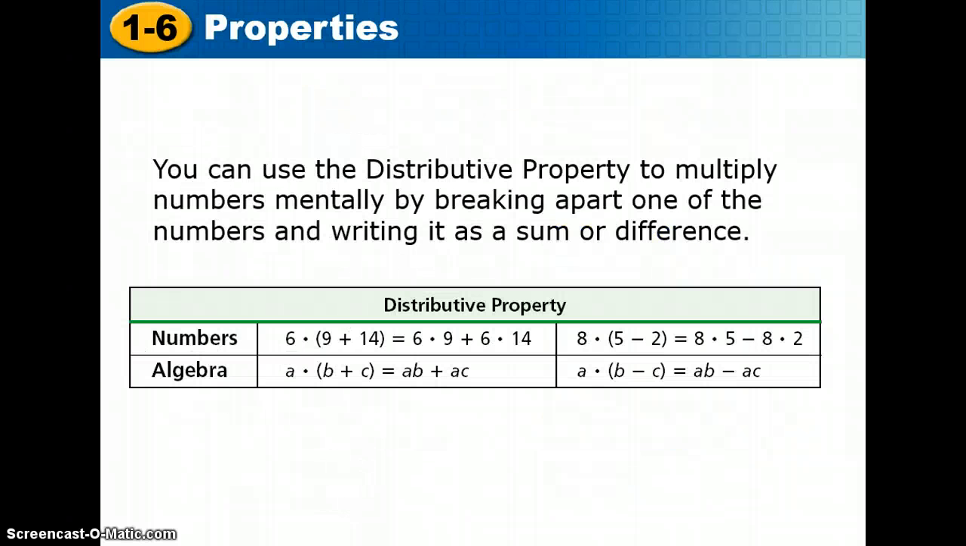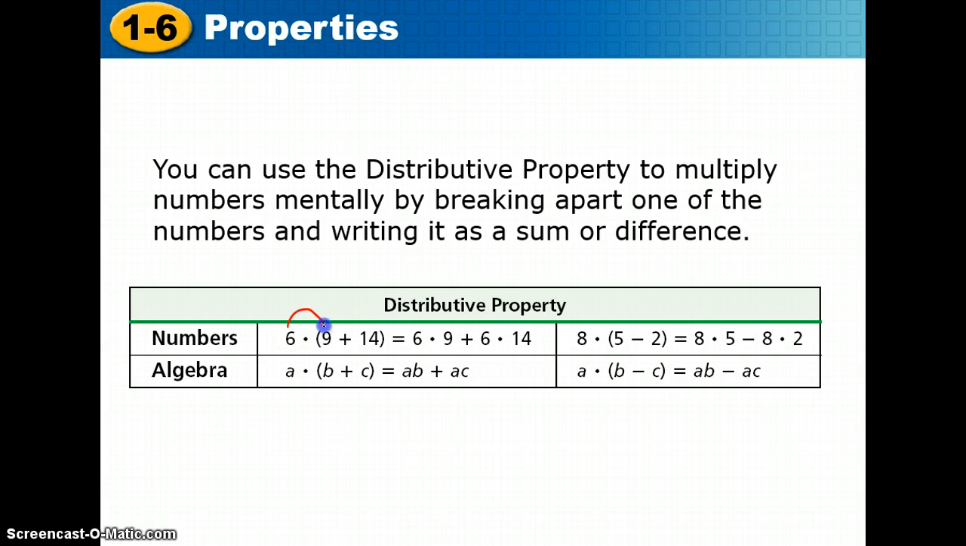You can use the distributive property to multiply numbers mentally by breaking apart one of the numbers and writing it as a sum or difference. Now, we've talked about writing it as sums. We've briefly mentioned writing it as differences, but today we're really going to talk a little more in detail about that. And remember, when I use the distributive property, there are two operations: multiplication on the outside of the parentheses and addition or subtraction on the inside.